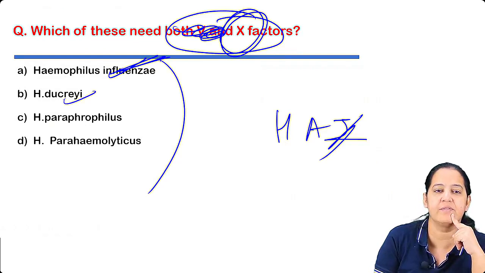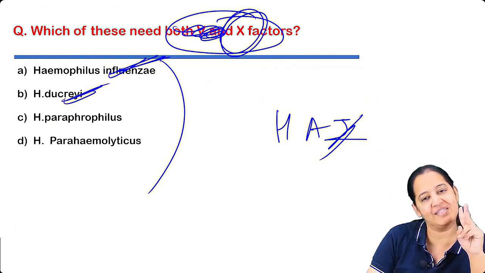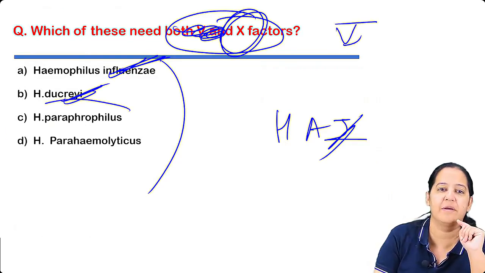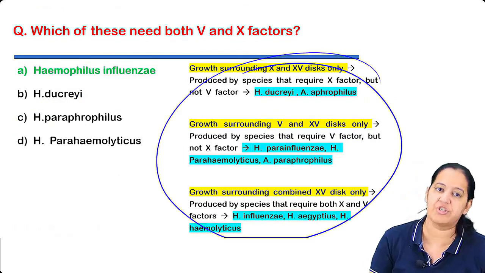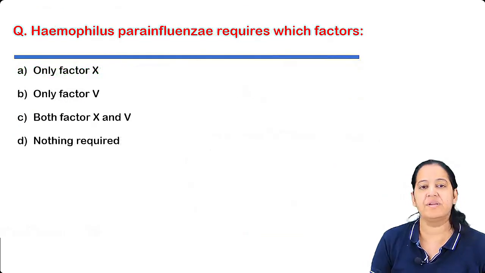In that case, your answer will become B, Ducreyi. And if I say only 5, the answer will become parainfluenzae. So you can understand. Okay? So you get many questions on that. Read the next question.